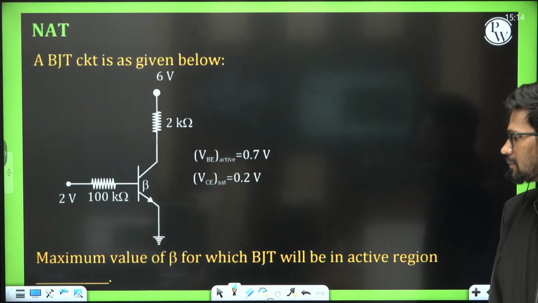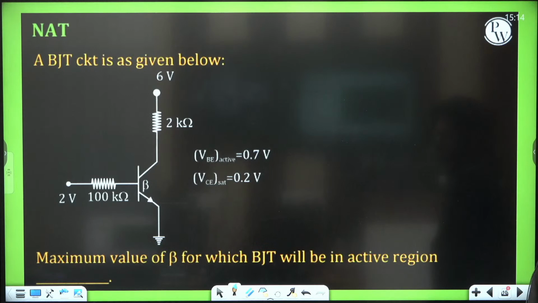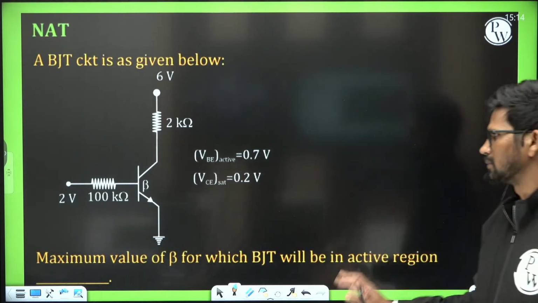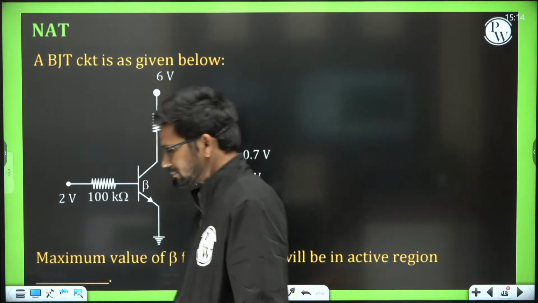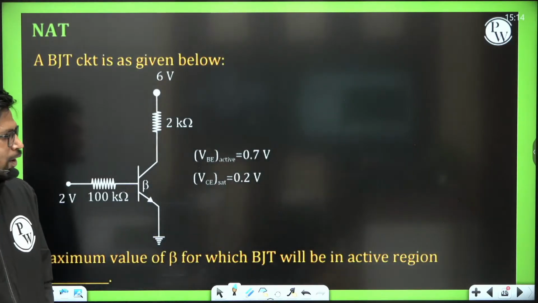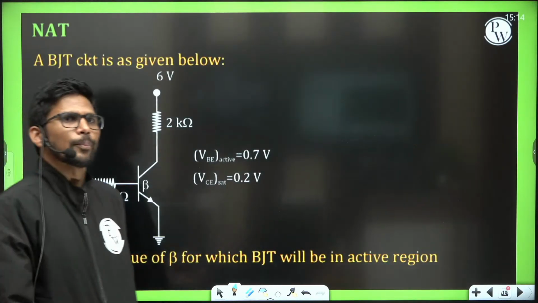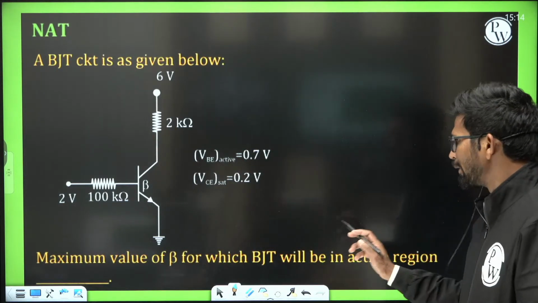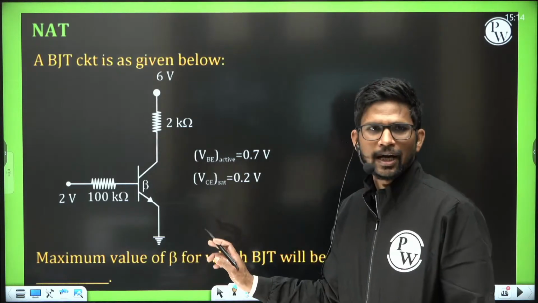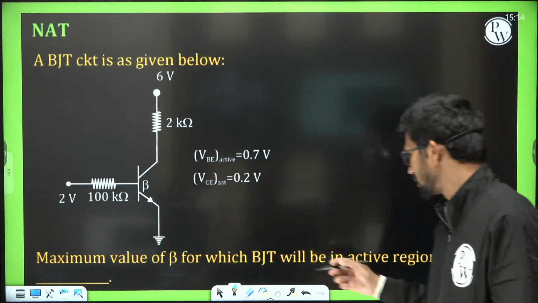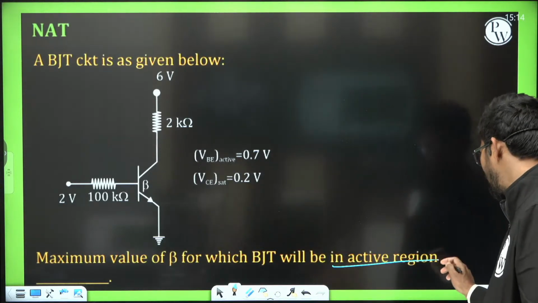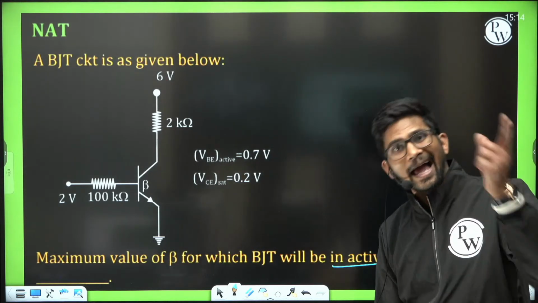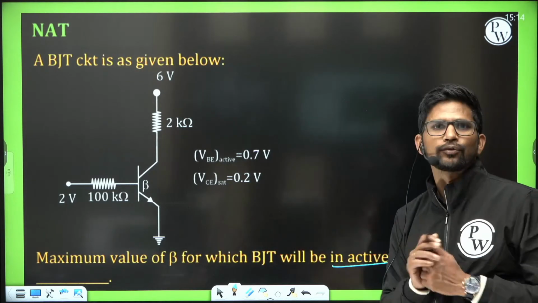200. Okay. 200 came very quickly. Maximum value of beta for which BJT will be in active region. So how to approach these kinds of questions? It is given that you need to find out the value of beta, but in which condition? When BJT will be in active region. So definitely BJT is in on condition and in active region. For that you need to find out the value of beta.